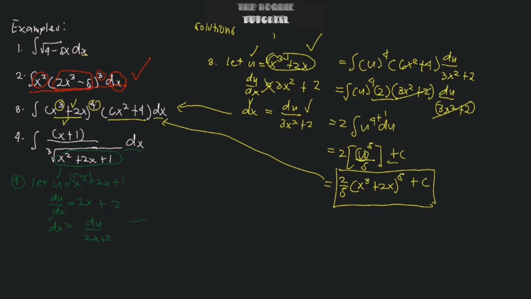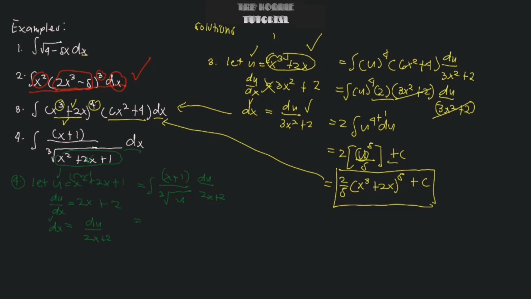We can now substitute this into the original integration right here. So let's put equal integration, and then x plus 1 copy, and then all over the cube root of, since this function is our u, so let's just put u, and then our dx is du all over 2x plus 2.